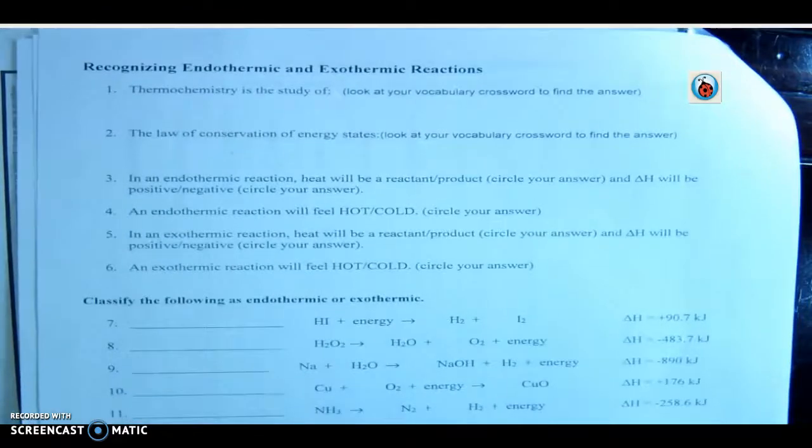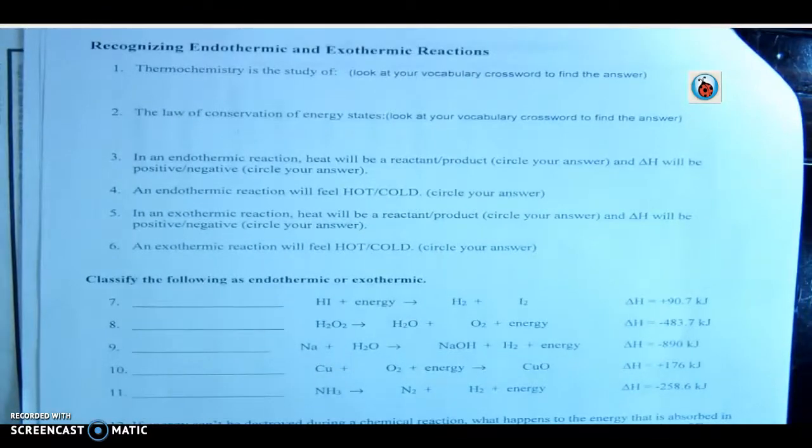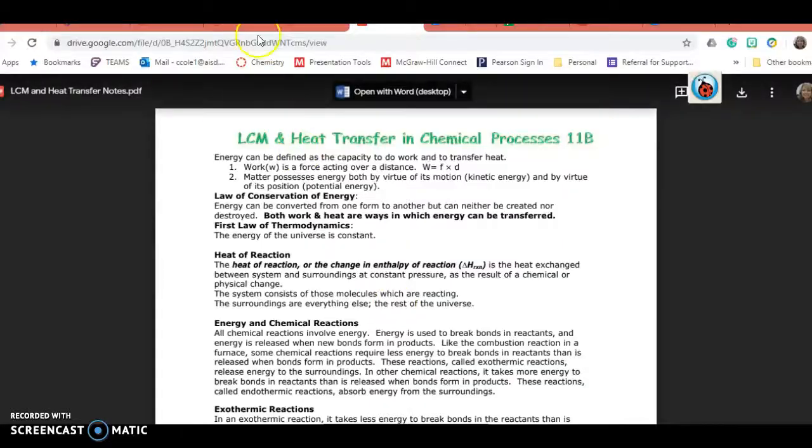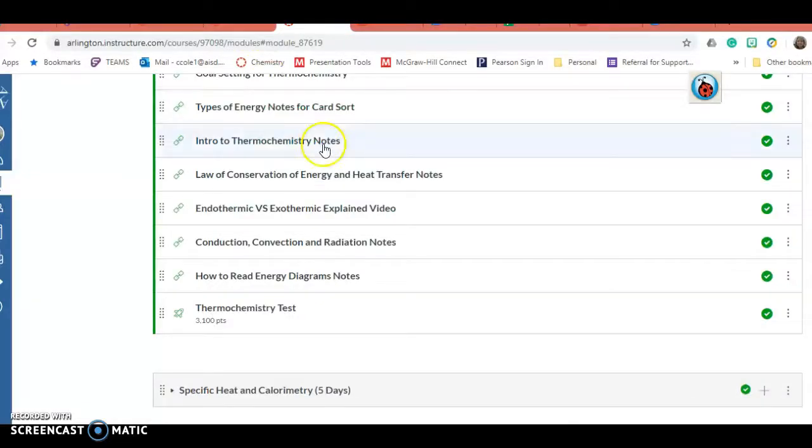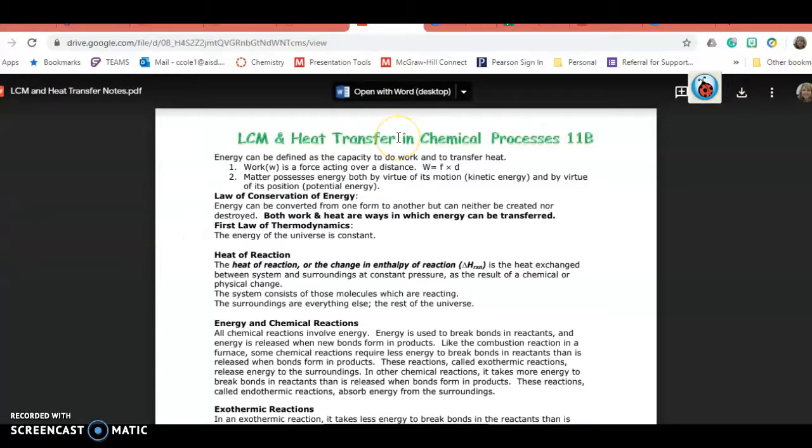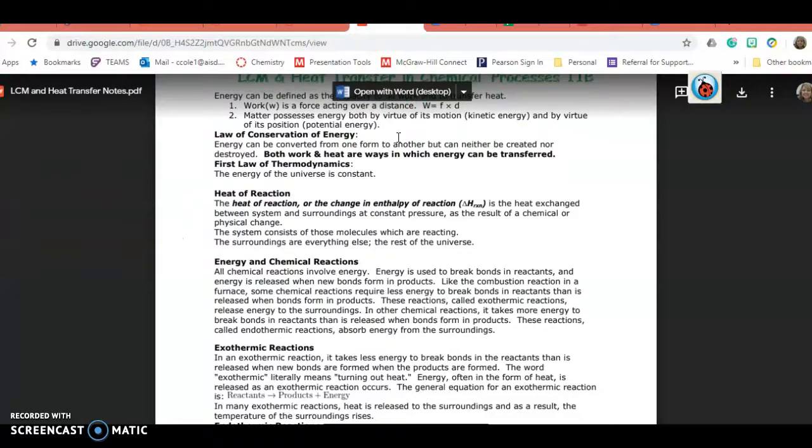Okay, where am I going to find this? Well, back here in Canvas, let's go to our Canvas page. So right here it says Law of Conservation of Energy and Heat Transfer Notes. Click on that and it's going to bring this up right here.